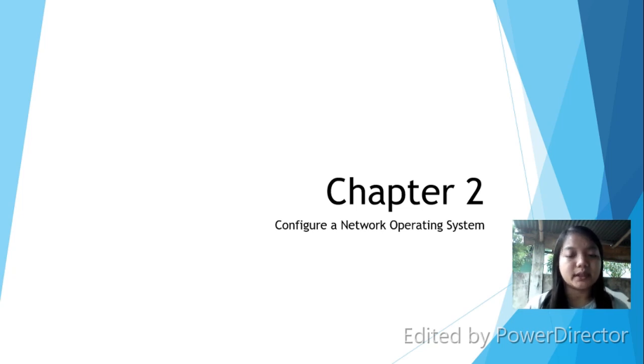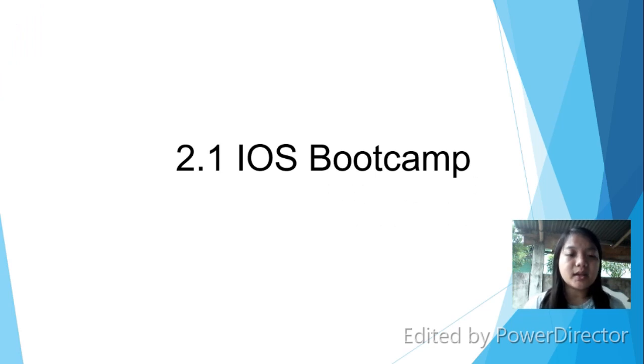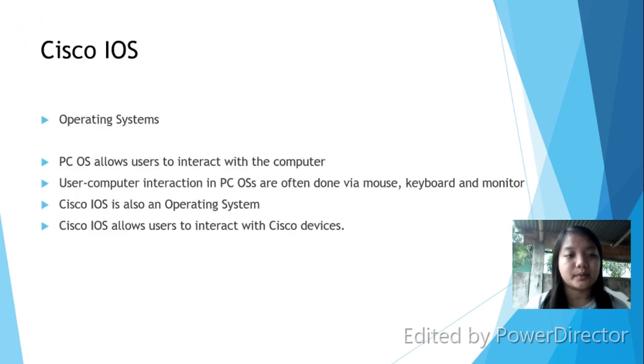This video is all about the second summary of Chapter 2, entitled Configure a Network Operating System. So, the first one is the iOS boot camp. The Cisco iOS is an operating system.